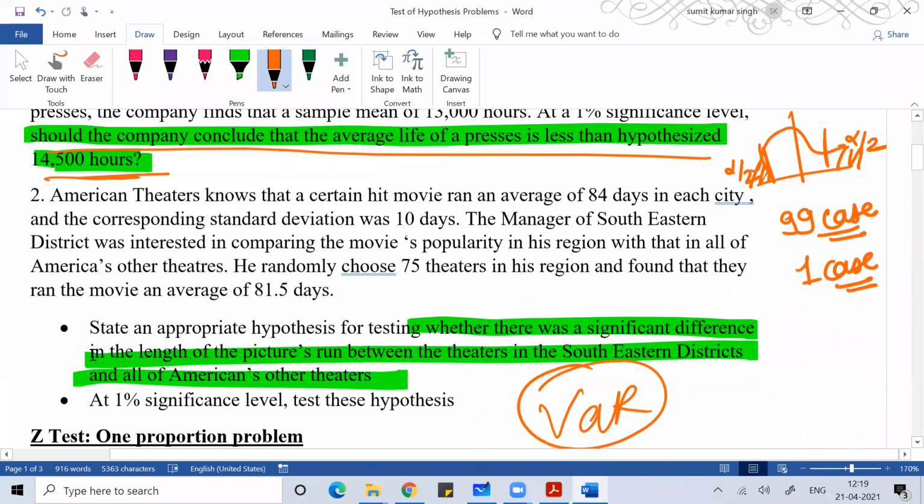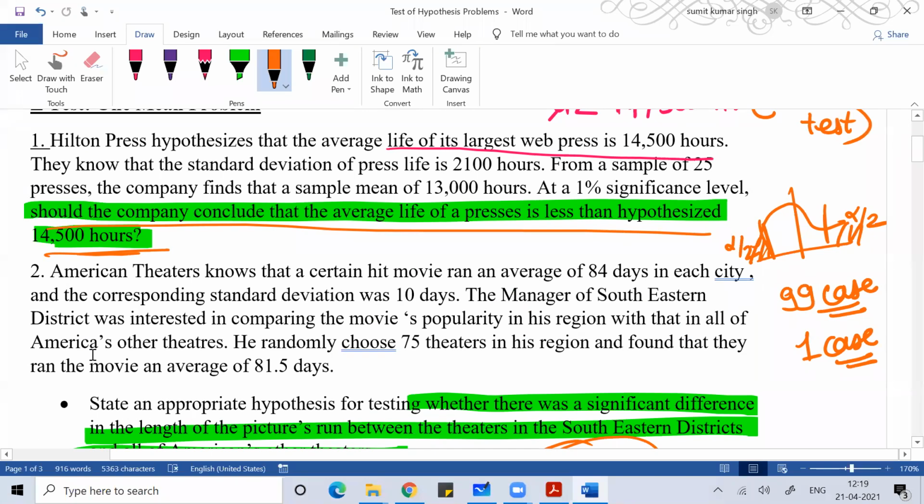We'll do numericals on t-test and z-test. We'll discuss the one mean z-test problem, the two mean z-test problem, the one mean t-test problem, and the two mean t-test problem. We'll do the one proportion z-test problem and the two proportion z-test problem. So a lot of concepts need to be discussed in the upcoming sessions. So be with me and enjoy our journey of statistics.